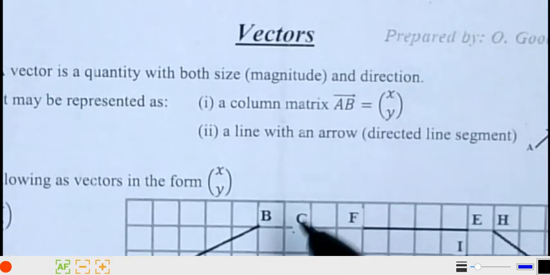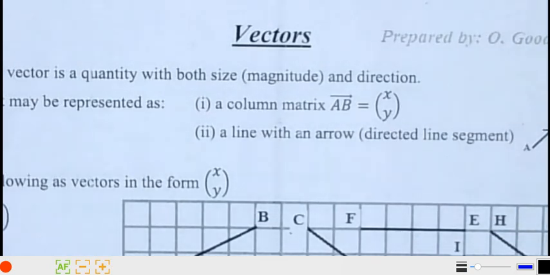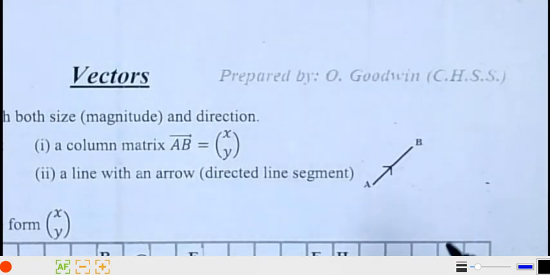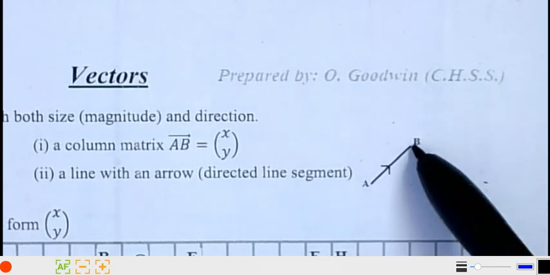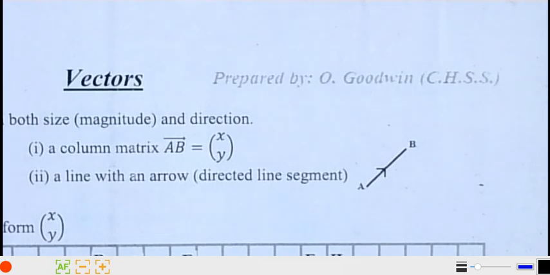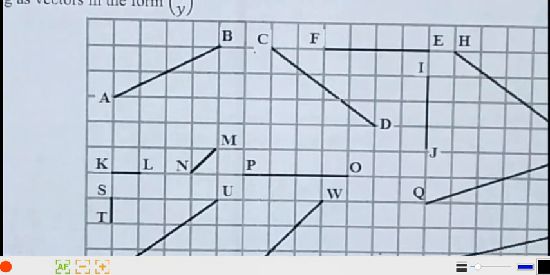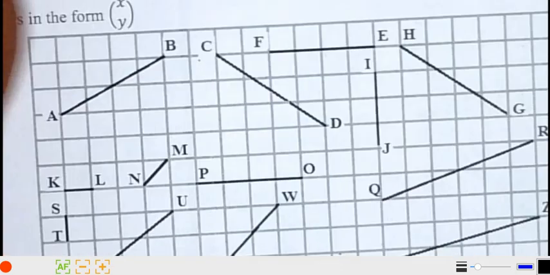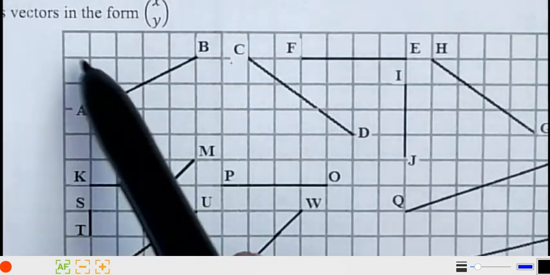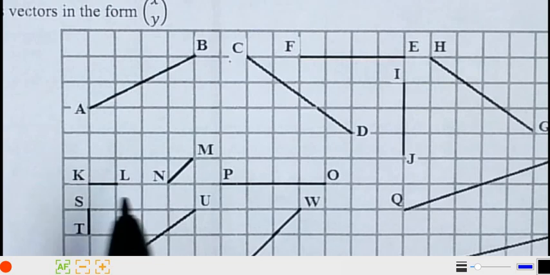Now a line with an arrow, or a directed line segment, is also what we call a vector. So if you look, this is a vector. This is representing vector AB. We're going from A to B. Now because we're looking at a coordinate plane, if you notice, it's just horizontal and vertical lines we have, meaning that we can't go in a slanted direction. We have to go left and right, up and down.